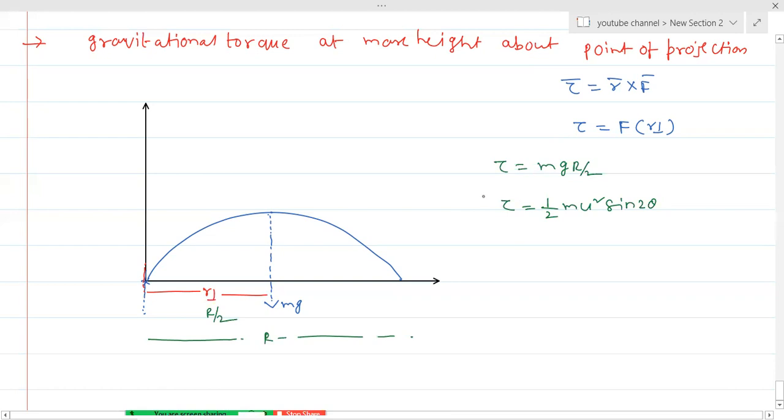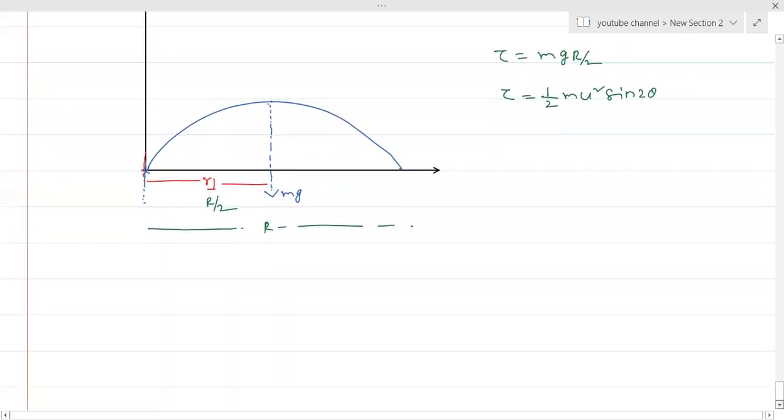So if we are interested, we can use the vector form. R bar is r by 2 into i cap, and f bar is mg downwards, so that is minus j cap. In that way also we will get it.